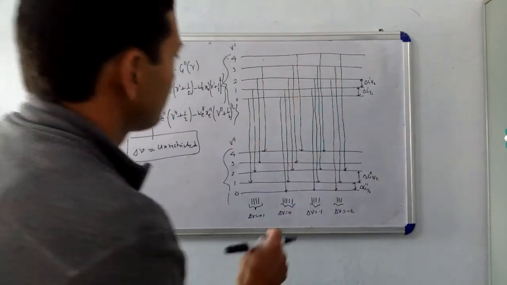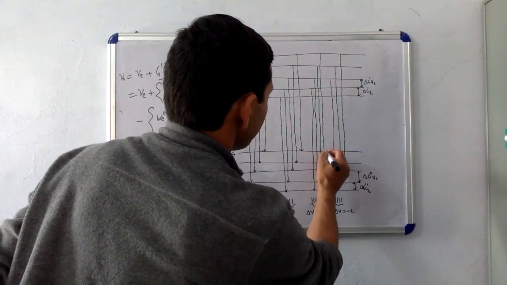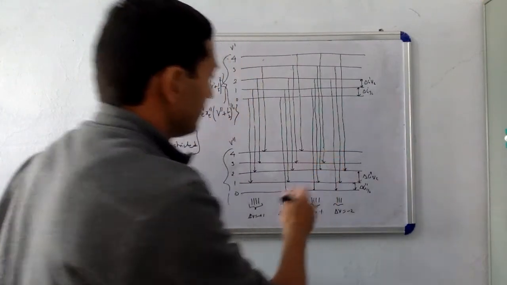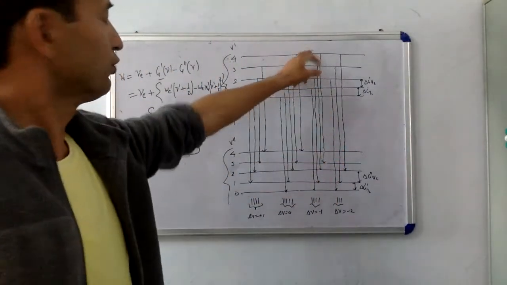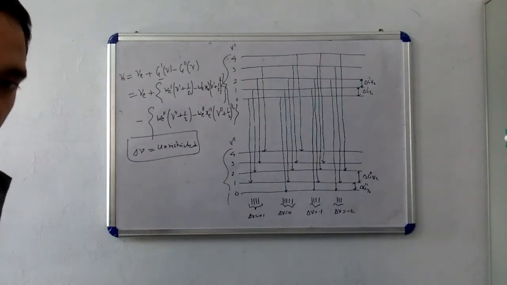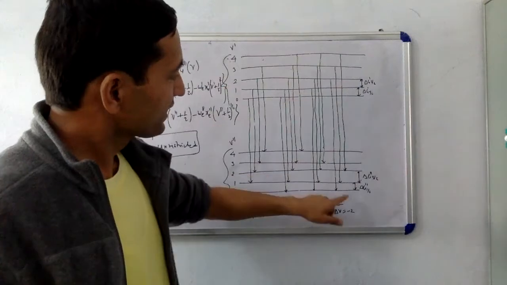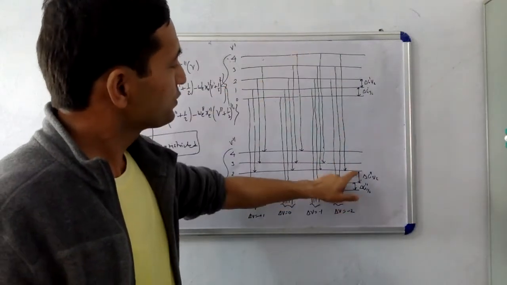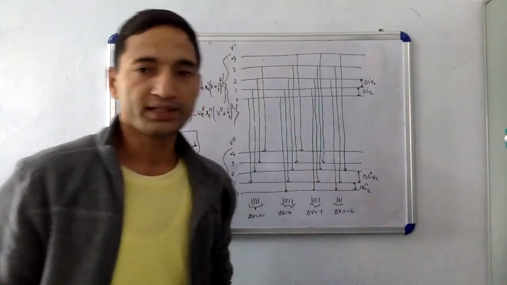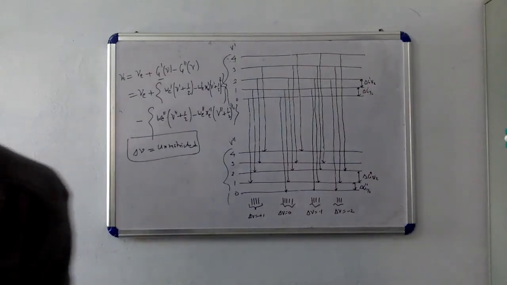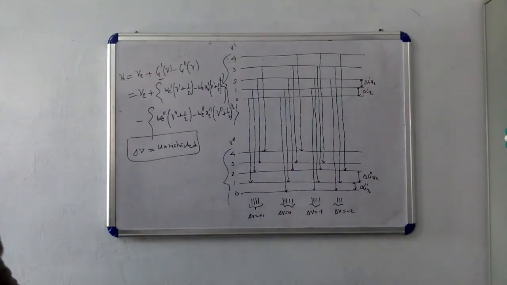Okay, somewhere here I made a mistake. This is up to here. Then 3 to 4. Now if the transitions taking place are 0 to 2, 1 to 3, and 2 to 4, then Δν is equal to -2. These are some of the bands, because all the transitions are taking place.